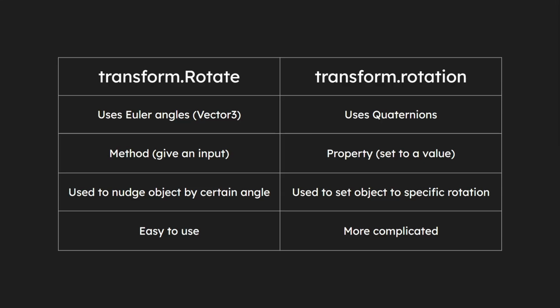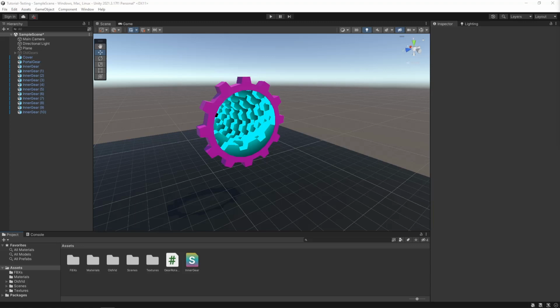And the final difference is that transform.Rotate is easy to use, in my opinion, while transform.rotation is a bit more complicated. And that extra complication comes from the fact that it uses quaternions, which are more difficult to wrap your head around than Euler angles, and also require the use of a new data type with its own methods and properties. So for that reason, we're actually going to use transform.Rotate to rotate the gears, even though we could also do it with transform.rotation. Okay, let's actually write this thing.